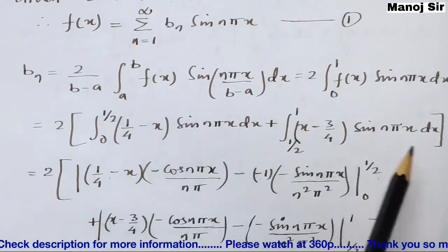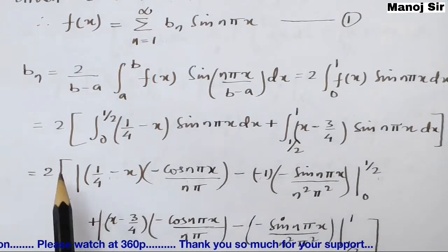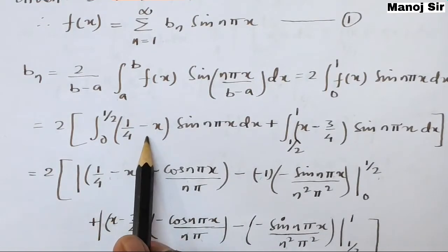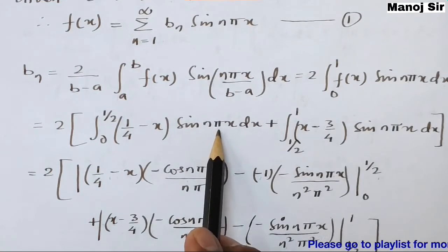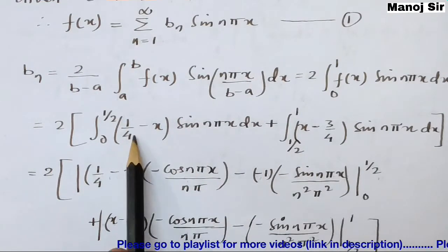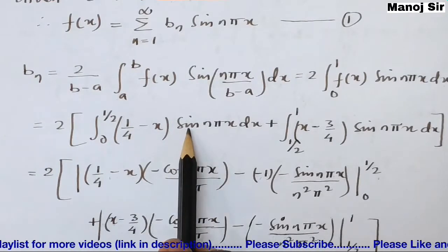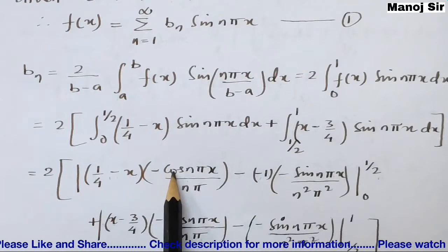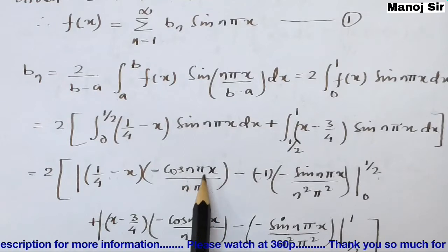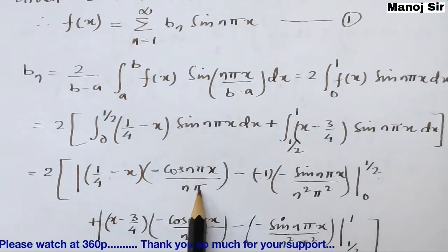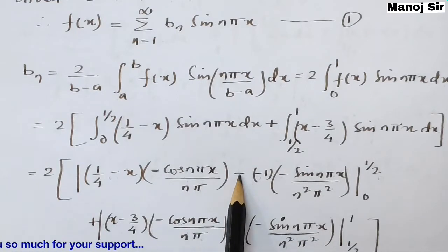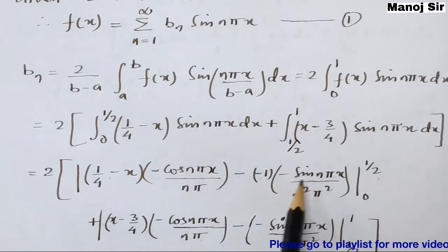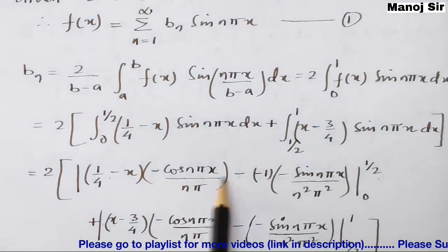Now we will solve both integrations with the help of the chain rule again. 1 upon 4 minus x is treated as the first function, and sine n pi x as the second function, as per Euler's rule. The first function stays as it is. Integration of the second function: integration of sine is minus cos of n pi x upon the coefficient of x, that is n pi. The first term is positive, the second term negative. Now differentiation of the first function is minus 1, and integration of the second function, minus cos, gives minus sine, as integration of cos is sine.